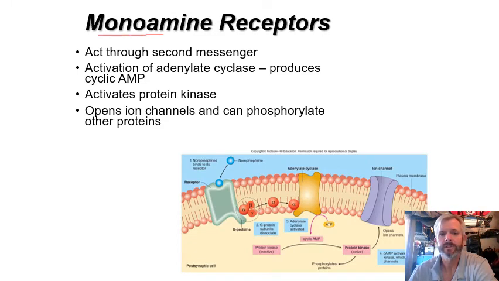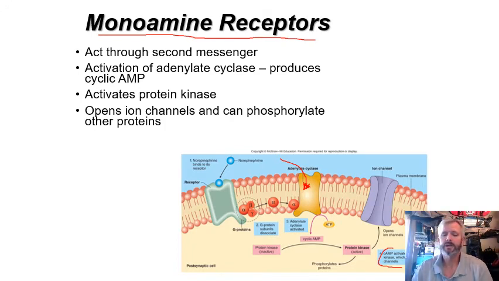Our monoamine receptors are going to use G protein coupled receptors acting through second messenger systems. Hopefully this looks familiar from your cell signaling days, right? We activate that adenylate cyclase enzyme. Okay, it activates protein kinase, and we can get actions downstream from the activation of that cyclic AMP. So your monoamines are going to act through a G protein coupled receptor.